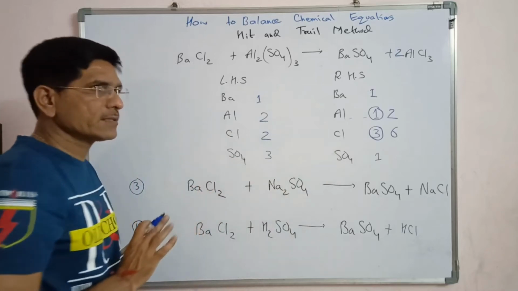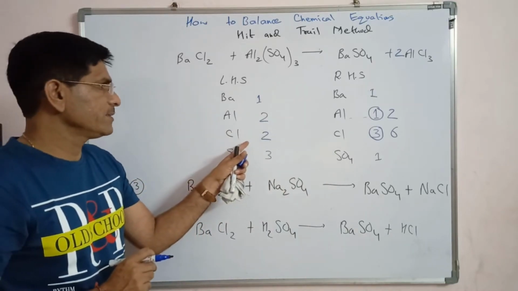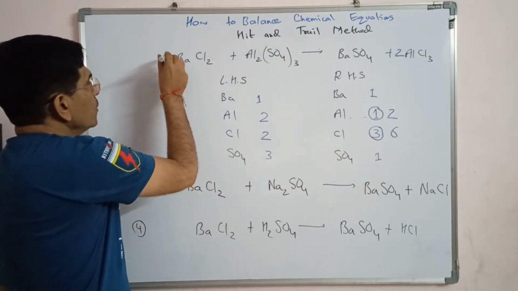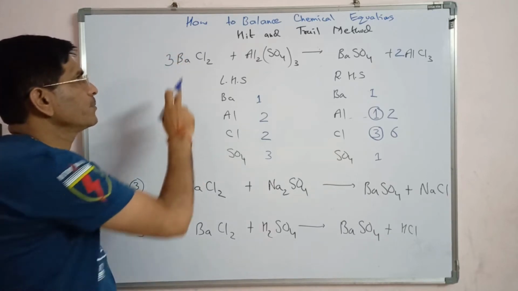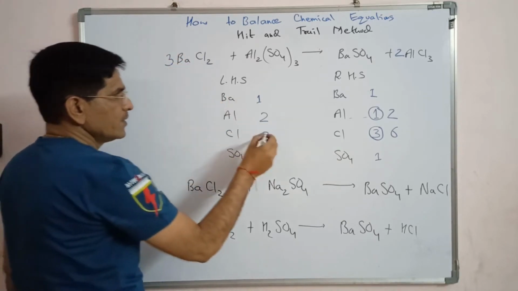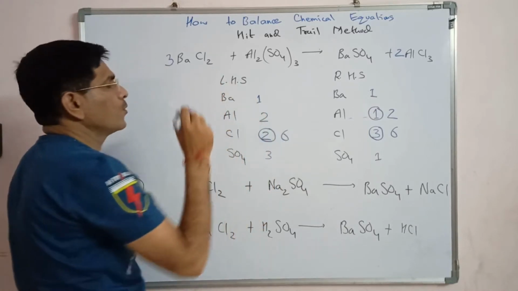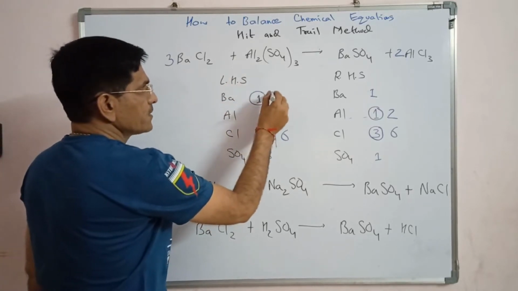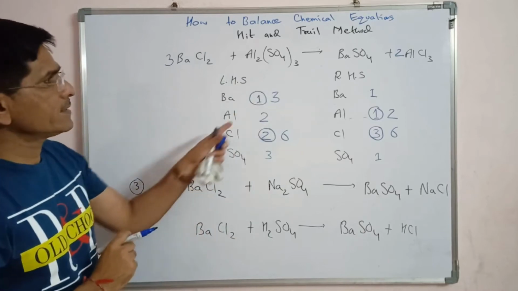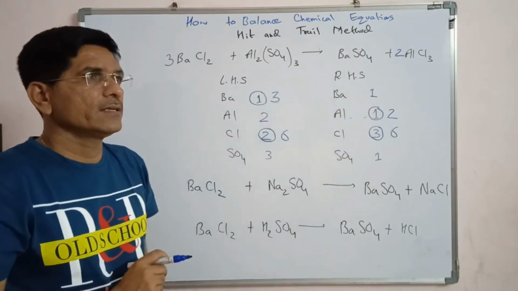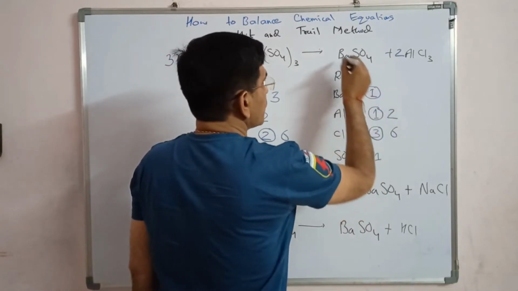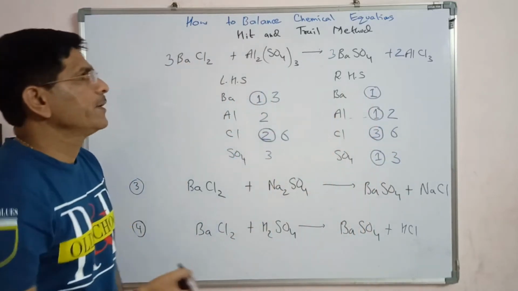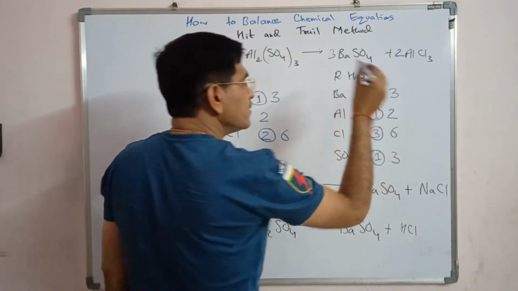Both are non-metals, chlorine and sulfate. If you see now, chlorine is here 2 and here it is 6. So what I have to do? I have to multiply 3 with barium chloride. 3 2s are 6. So now chlorine is 6, but now barium is 3. To balance barium, I have to multiply with 3. If I multiply barium sulfate with 3, then sulfate is also 3. So now barium is also 3.